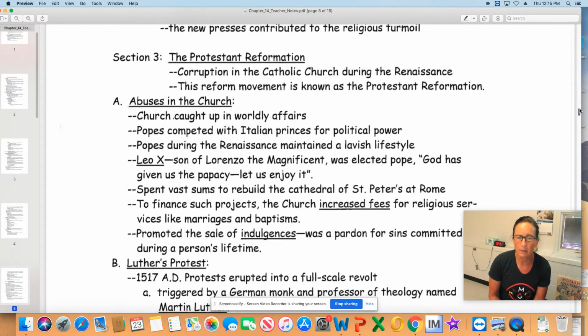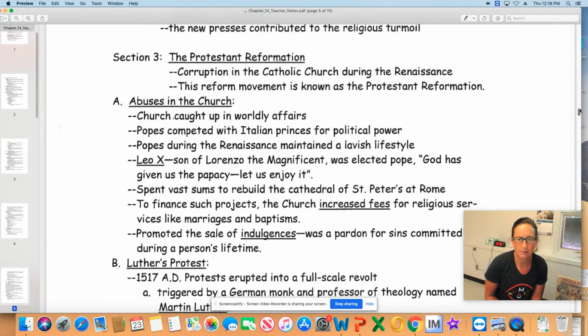Popes during the Renaissance. Renaissance means rebirth of learning, and that rebirth of learning is going to start in Italy. They're going to live a very lavish lifestyle, and they're going to get away from the original teachings of the church. Leo X, son of Lorenzo the Magnificent, was elected pope, and his comment was, "God has given us the papacy, let us enjoy it." So he did enjoy the lavish lifestyle he was living.